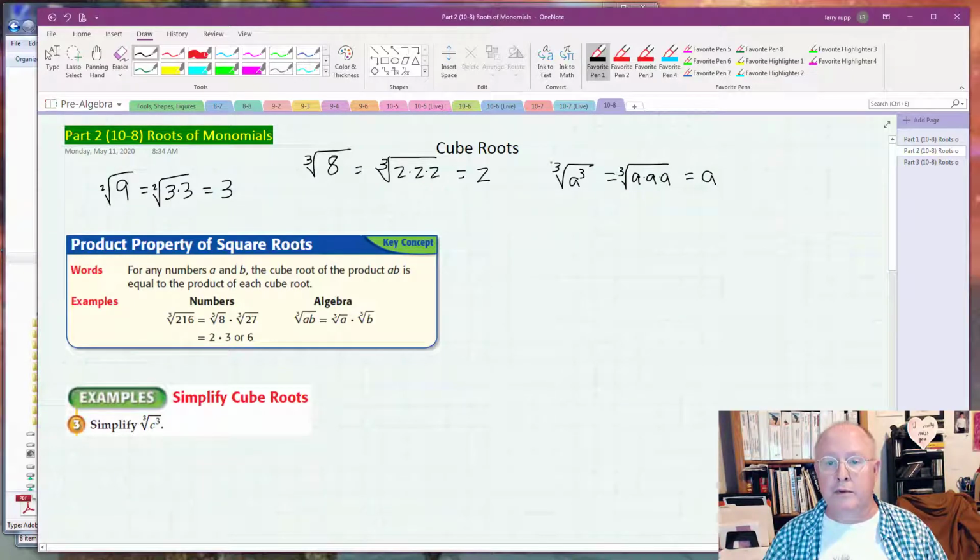And I want to caution you to always write this 3 when you're talking about cube roots. Don't just draw the radical sign and call it a day, because that will be incorrect. Our radical sign, the square root sign by itself, simply means a square root, not a cube root.